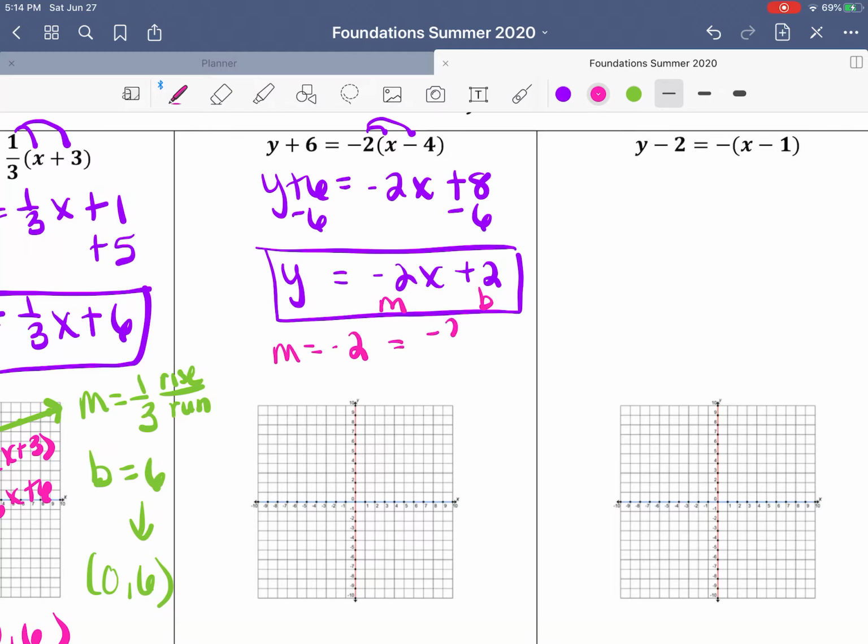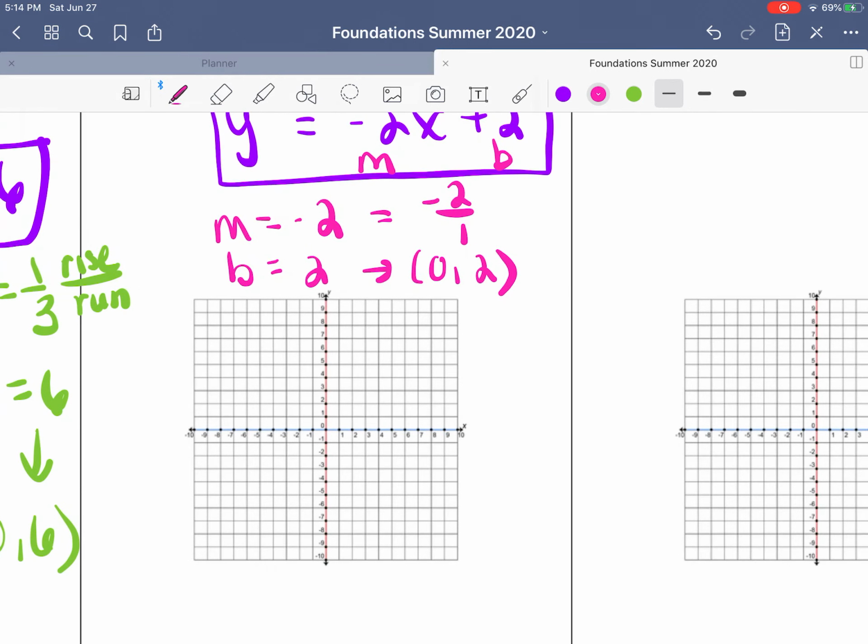Remember, we can write this as a fraction, and we can write this as a point. And then we plot it. 0, 2. From there we go down 2 over 1. Down 2 over 1. Whoops, I got off a little bit. Down 2 over 1. There we go. Down 2 over 1. Or you can go up 2, left 1. And it follows the same pattern. And then draw your line.